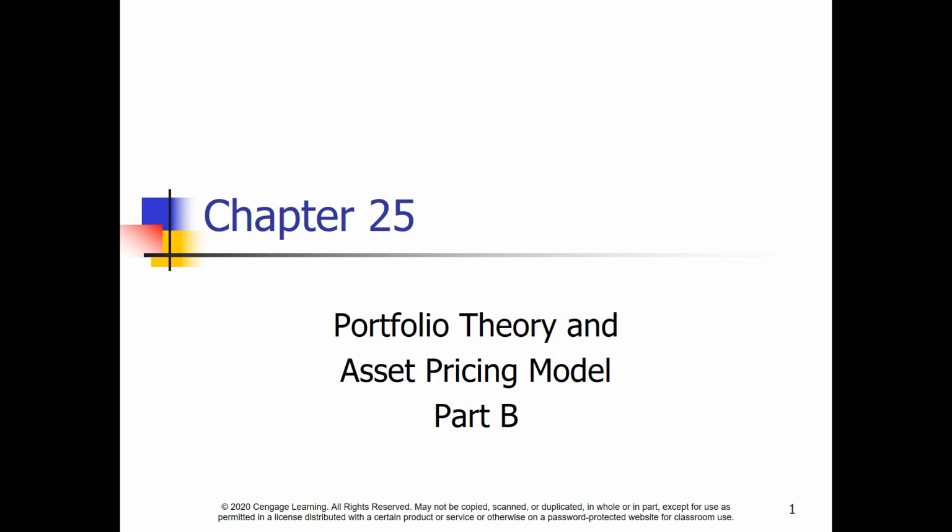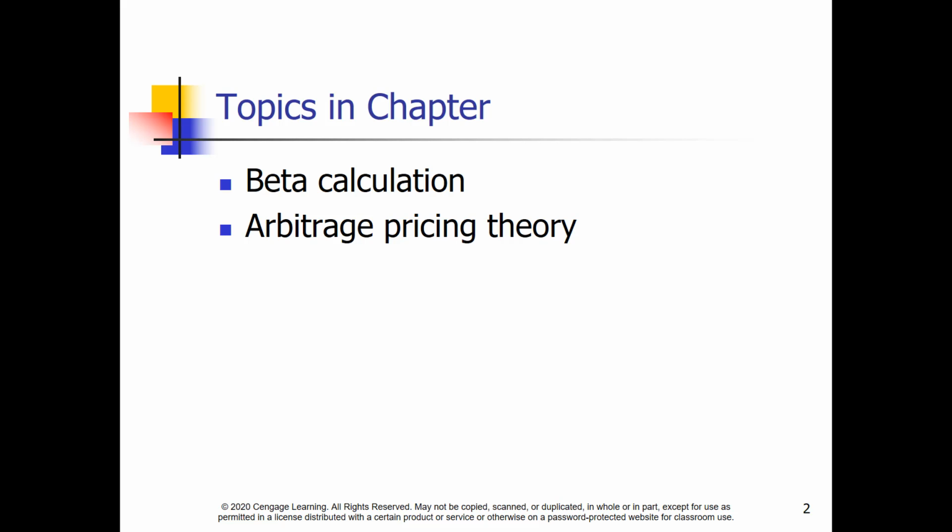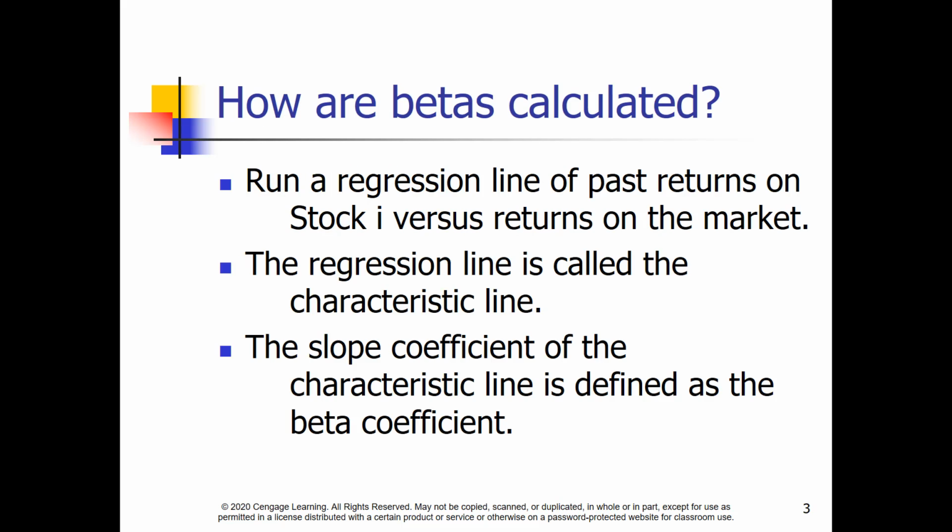Okay, this is the second part of Chapter 25. We'll expand more on CAPM and look at arbitrage pricing theory. We looked briefly at how betas are calculated. They come from running a regression of the returns on an asset against the returns on the market over some period of time. The slope of the resulting line is the beta coefficient.